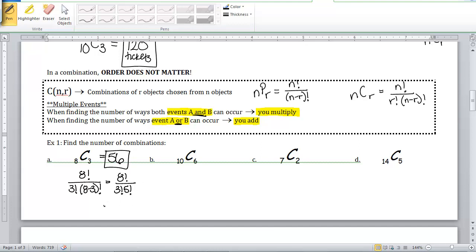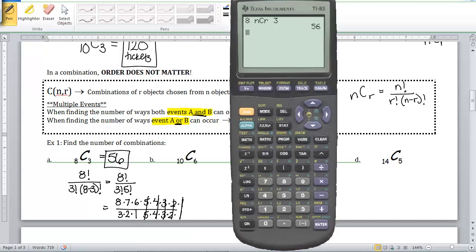Now remember, 8 factorial is 8, 7, 6, 5, 4, 3, 2, 1. And the 5 factorial is 5, 4, 3, 2, 1. So all of those cancel out. And then your 3 factorial will also be a 3, 2, and a 1. So all you really have to calculate is 8 times 7 times 6 divided by 3 times 2 times 1. Of course, we now have our calculator which will actually do all of that for us. And so it's going to be much, much quicker to just use your calculator.